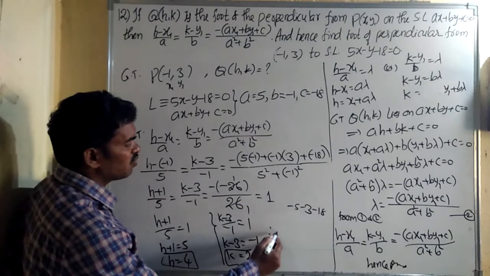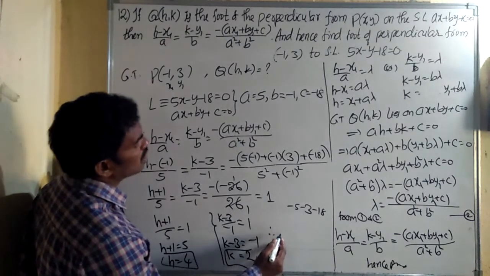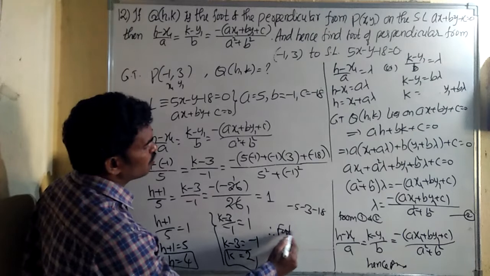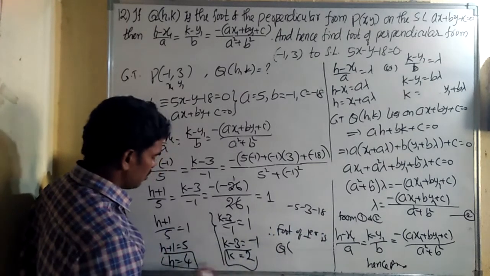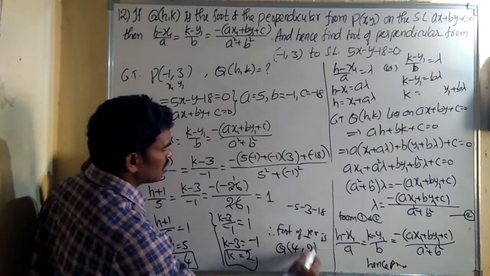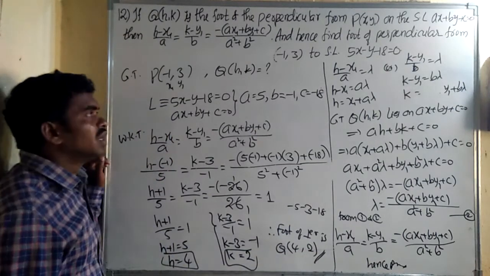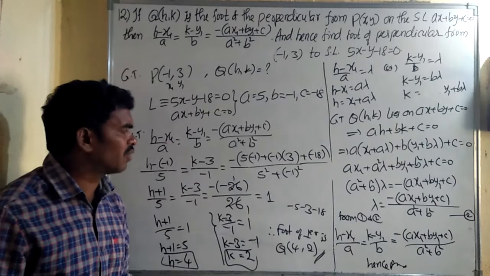So what is the foot of perpendicular? Therefore, the foot of perpendicular is Q (4, 2). (4, 2) is the answer. Is it clear? Yes, very good.